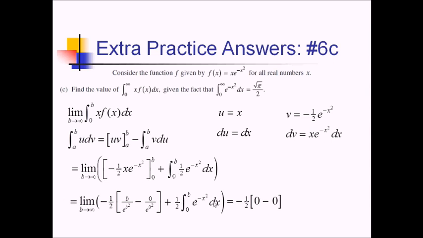Now they told us that the integral from 0 to infinity of e to the negative x squared was radical pi over 2. So that's what this stuff is with a 1/2 out in front. So when the dust settles, all of this stuff, by the way, you could stop here, but if you want to simplify, all of this stuff is just 0. Over here we have 1/2 times radical pi over 2, which is a final simplified answer of radical pi over 4. Whew!